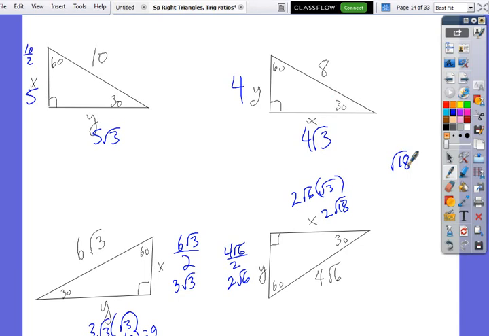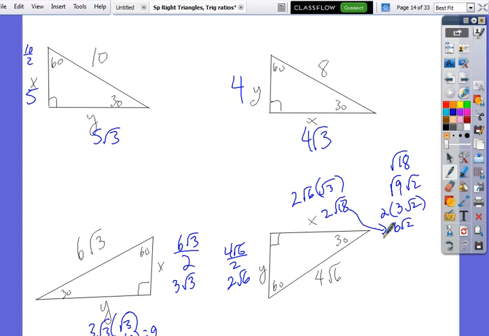Perfect squares are 4, 9, 16. Square root of 9. And if I take the 9 out, that leaves 2, right? 9 times 2. What's the square root of 9? 3. So the square root of 18 is really 3 times square root of 2. And I have that 2 out front right there. So it would wind up being 6 square root of 2.